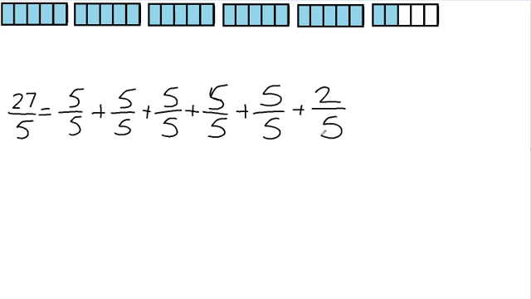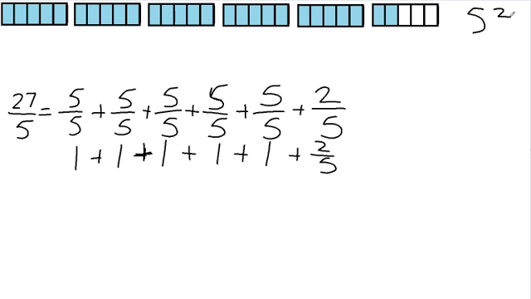So this is, again, 1 plus 1 plus 1 plus 1 plus 1 plus 2 fifths. You can see that that is the same as the visual fraction model. So here you ended up with 5 and 2 fifths. Here you also ended up with 5 and 2 fifths.